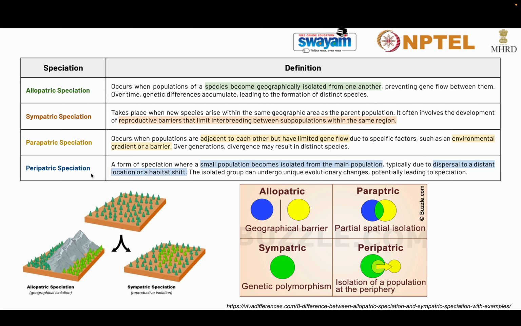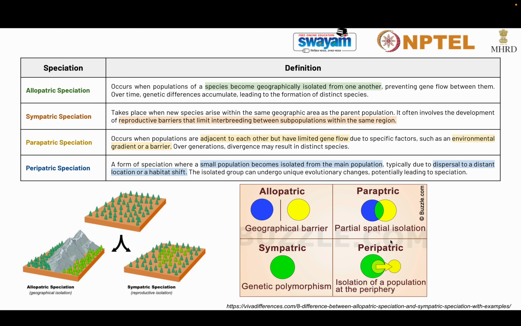Now there comes peripatric speciation. It is the speciation event in which a small population becomes isolated from the main population, typically due to dispersal to a distant location or habitat shift. So they become isolated from the main population because they move to some distant location. They are shifting their habitat, so they will not be able to maintain gene flow among one another. The isolated group can undergo unique evolutionary changes, potentially leading to speciation.